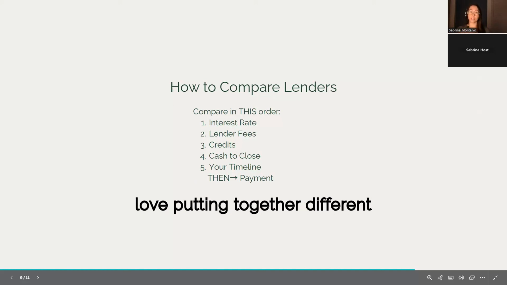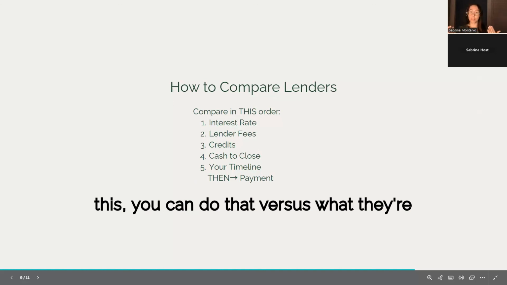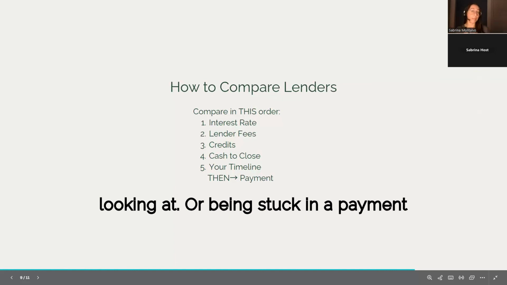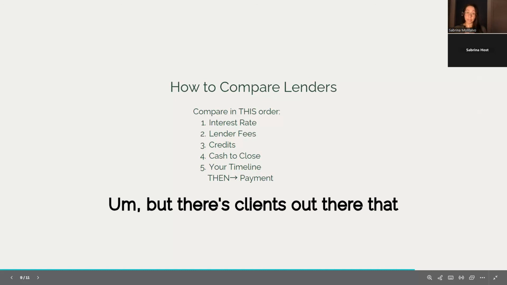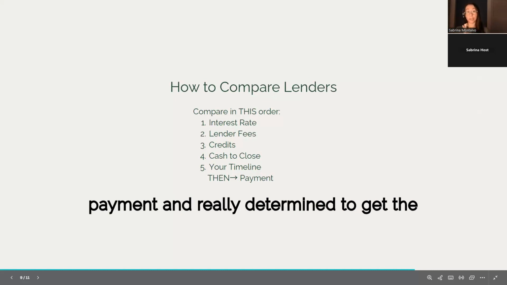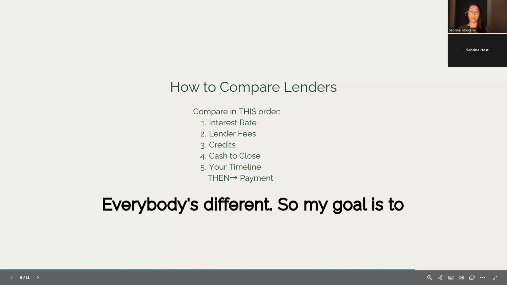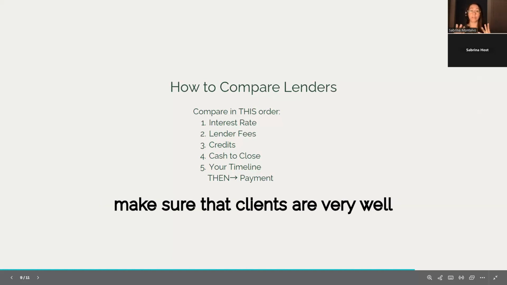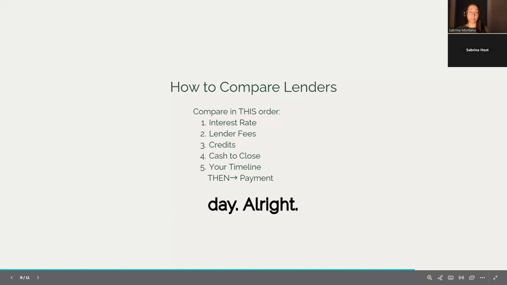I love putting together different opportunities for clients and letting them know you can do this or that, versus being stuck in a payment that's higher than their comfort level. But there are clients who are really comfortable with a higher payment and determined to get the mortgage paid off, and that is okay too. Everybody's different. My goal is to make sure clients are very well informed going into this decision so they don't regret it at the end of the day.